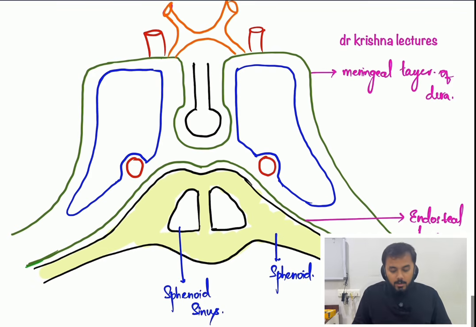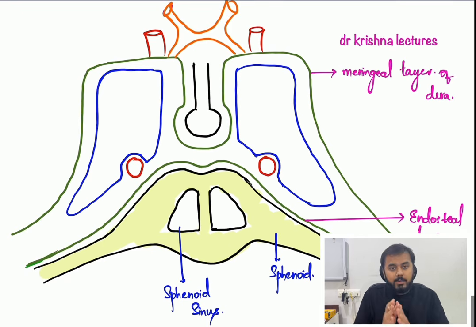Right, now let us discuss what cranial nerves are present over here. Very easy, guys. Just remember the numbers 3, 4, 5-1 and 5-2. Just remember it as 3, 4, 5-1 and 5-2. So how do we discuss it? Do we discuss it directly?